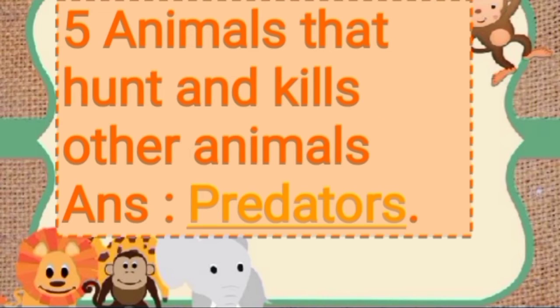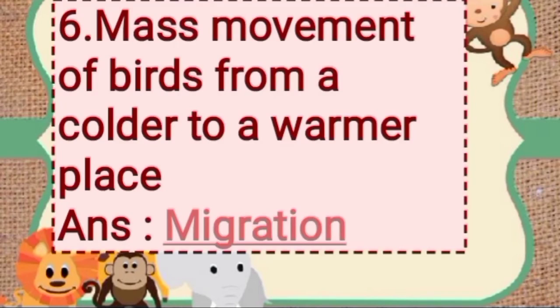Answer: predators. So as you know, predators are usually carnivorous, means only eats other animal, or omnivorous, which eats plant or other animals, and they hunt other animals for food. For example, eagle, crocodile, snakes, whale, shark and lion.